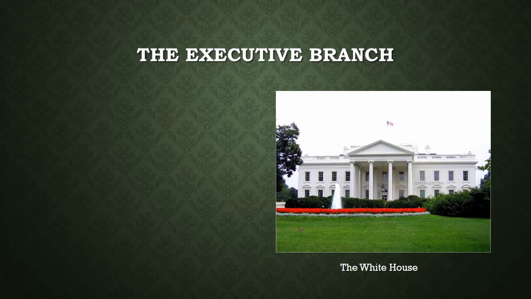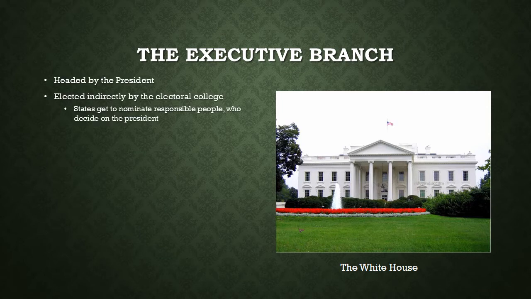The executive branch, which is headed by the president, is in charge of enacting all of the laws passed by Congress. The president himself is indirectly elected by the Electoral College. When the people who wrote the Constitution first imagined how this would work, they imagined that leaders from the state, maybe state representatives, would get together and send people to the Electoral College. And then those people would get together and decide who would be best for president.